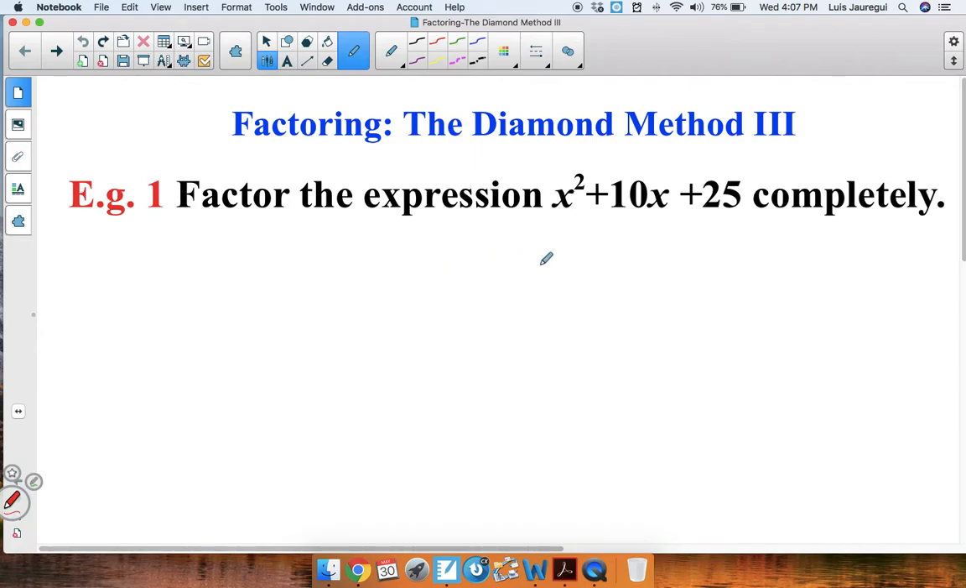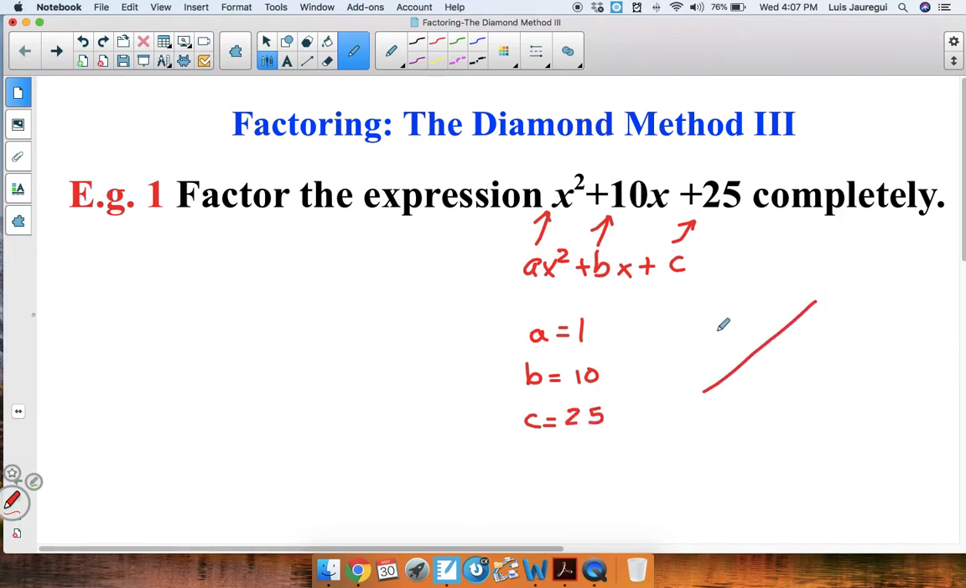Notice that this expression is in the form ax squared plus bx plus c. Now, by matching or identifying the values for the coefficients and the constant term, we get the following values. A is equal to 1 because there's an implicit 1 here as the coefficient for your quadratic term. B is equal to 10 because there's a coefficient of 10 for your linear term. And C is your constant term, which in this case happens to be 25.